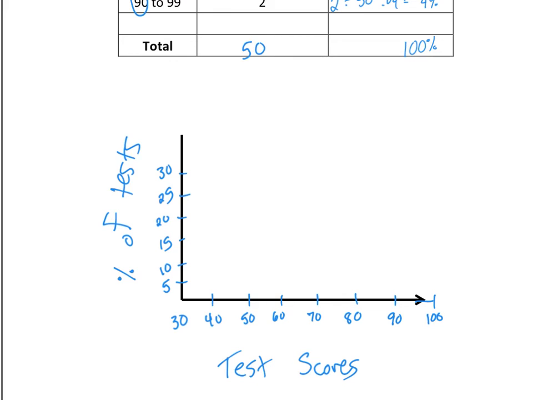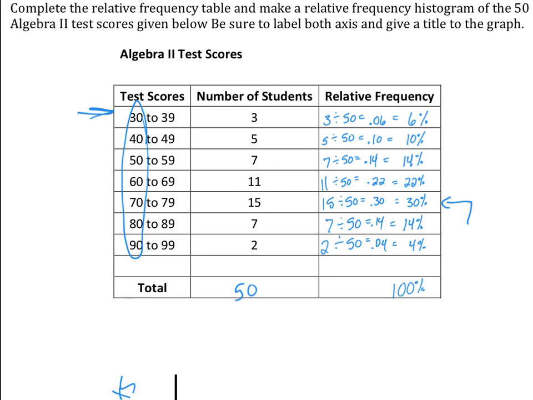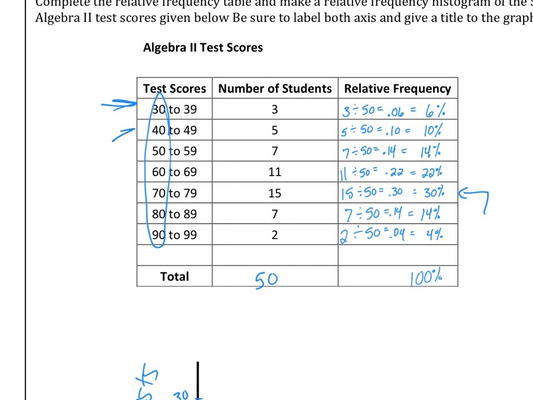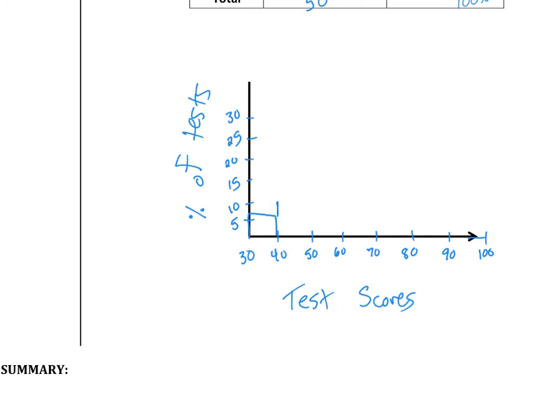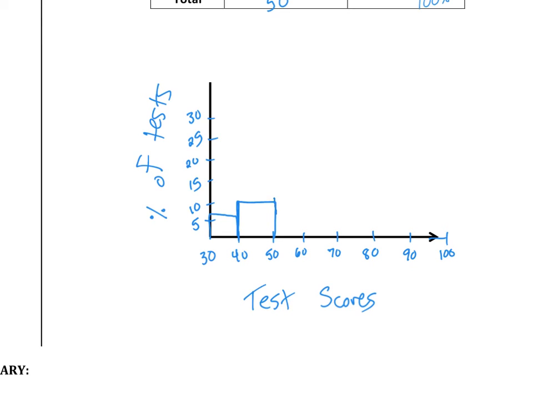So what percent is from 30 up to 40? So what percent is in this category? It is 6%, so we have to go just above the 5. Okay, what percent is in the 40 to 49 or 40 to 50? Was 10%. So that next one goes up to 10. Then the 50 to 59 or up to 60 range is 14%. So we go up to 14.